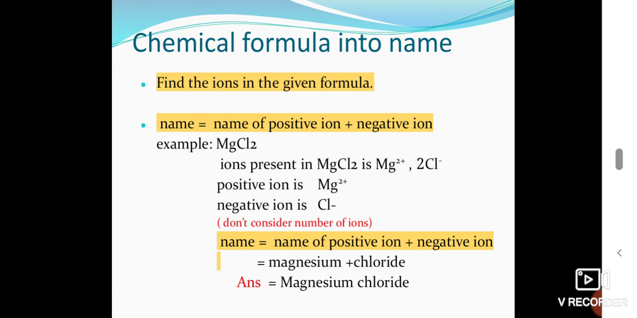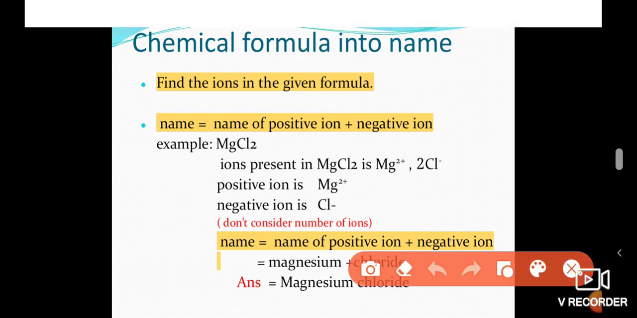Okay. So only 2 steps: find the ions present in the given formula, and write the name of the positive ion and the name of the negative ion. Then we add the positive and negative ion names. We get the name for the chemical formula. Here one example is there, MgCl2. This is a given chemical formula. First step, you have to find what ions are present in it.